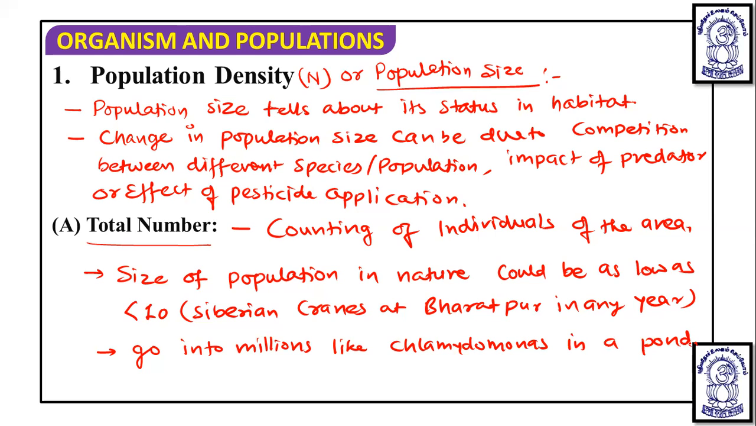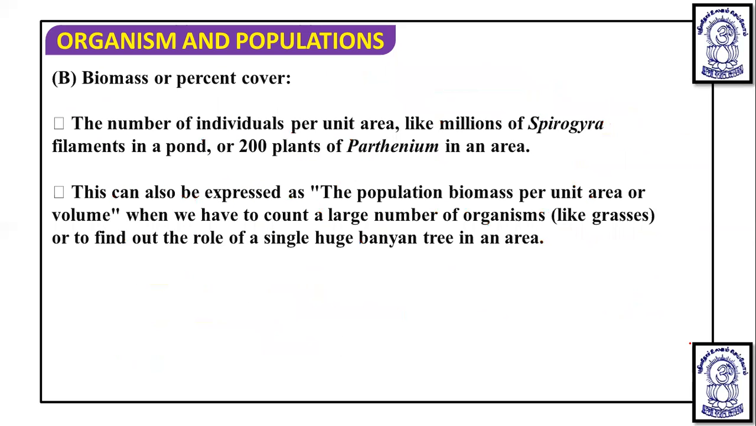But total number cannot be applied everywhere, so other parameters are also there which can help us to measure the population density. The second parameter is the biomass or percent cover. Although the total number is generally the most appropriate measure of population density, in some cases it is either meaningless or difficult to determine. In such cases, percent cover or biomass is a more meaningful measure of the population size.